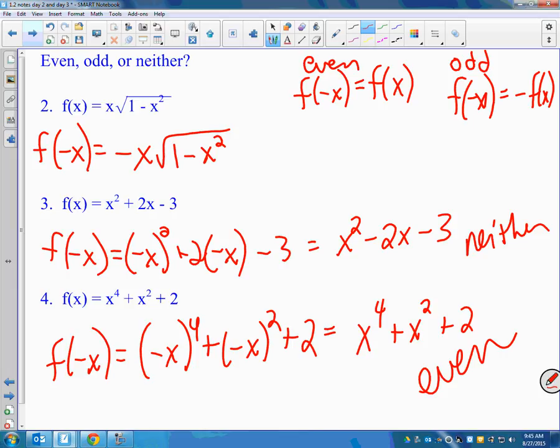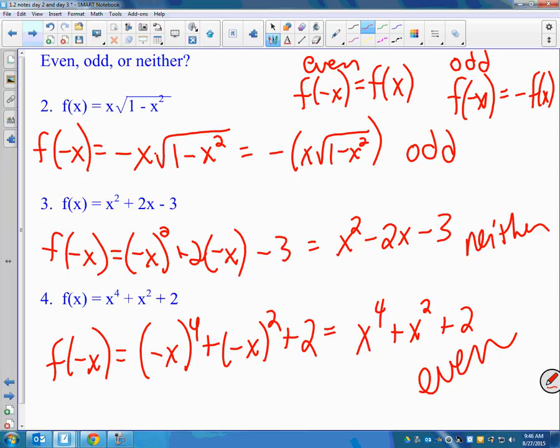Yes. It is odd because we could just pull this negative out, right? We could write this as negative x times the square root of 1 minus x squared. People struggle with that because we forget that this is multiplication, so if you pull the negative out, you only pull it out once. People think that should change the square root somehow, but it doesn't. So that one negative comes out front, and what's left is the same, which makes that an odd function.